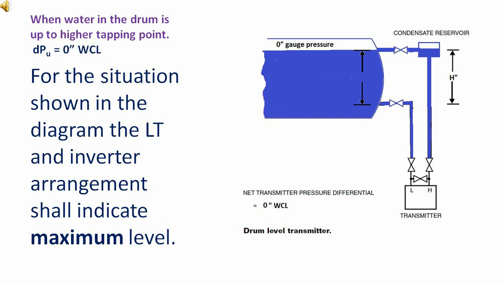DP subscript U is equal to 0 inch water column level. DP subscript U stands for differential input to the transmitter when water in the drum is up to higher tapping point. For the situation shown in the diagram, the LT and inverter arrangement shall indicate maximum level.